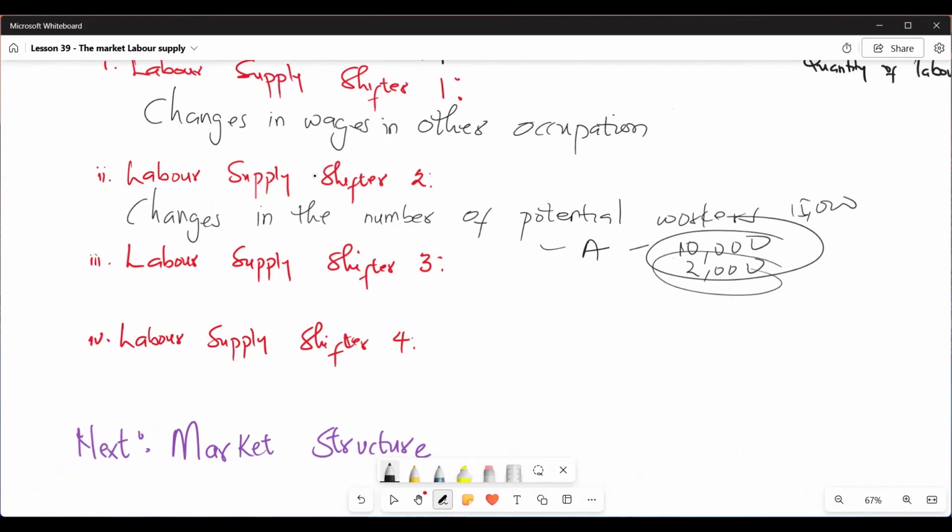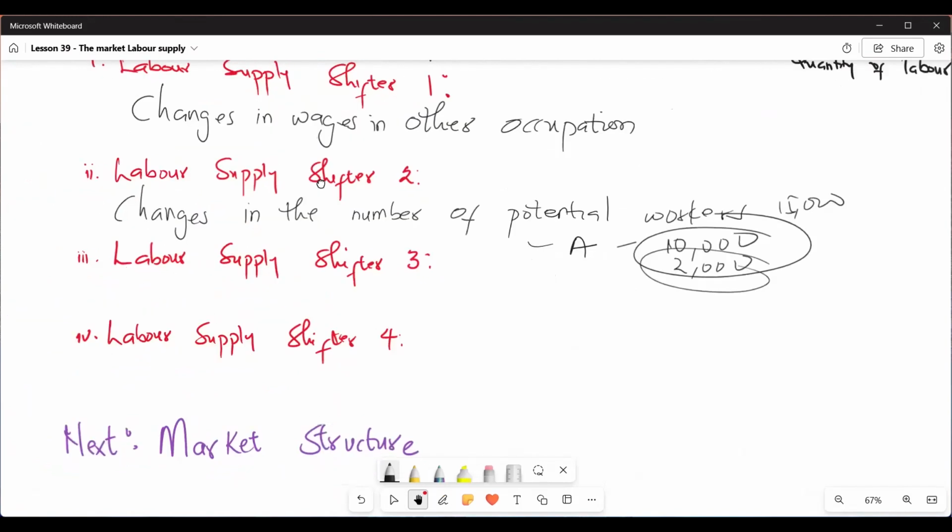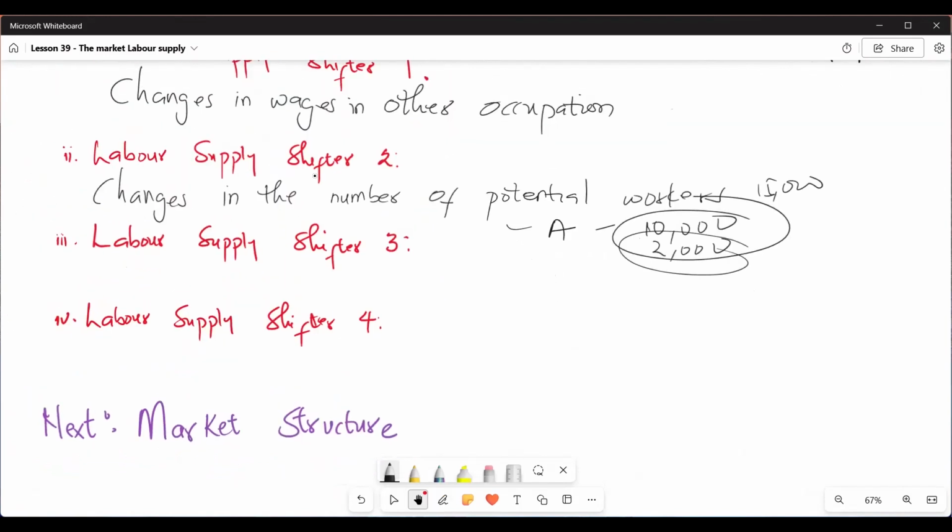If the population in that community increased to 15,000, then the potential number of workers in that community has increased. So there's a good chance that labor supply will also increase. Now, if the population decreases to maybe 8,000, then this represents a decrease in the potential number of workers for the fast food industry. So this will lead to a decrease in the labor supply.